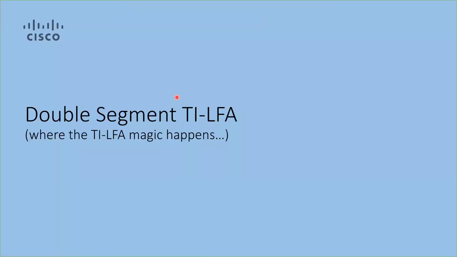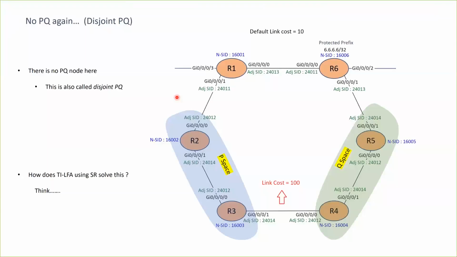Now we see what is double segment. So this is the TI-LFA magic actually. This is what RLFA can't achieve, TI-LFA can achieve. From double segment onwards, it's TI-LFA speciality, which local LFA or RLFA can't do. Again, the same thing. Now assume that the link cost in between here is 100, between R3 and R4. Alright, so the P and Q spaces are different. I'll just be on the slide for about 30 seconds. You can mentally calculate what is the P, Q, or even extended P and Q. Alright, so point is you don't have a PQ. You can take some time.